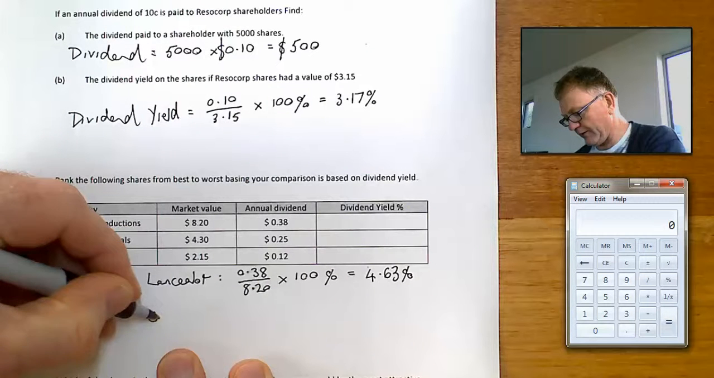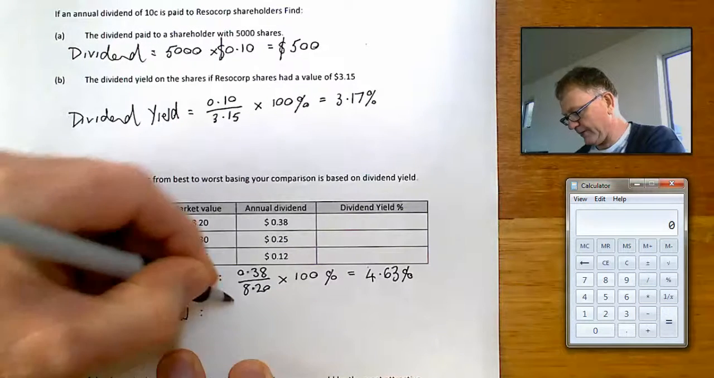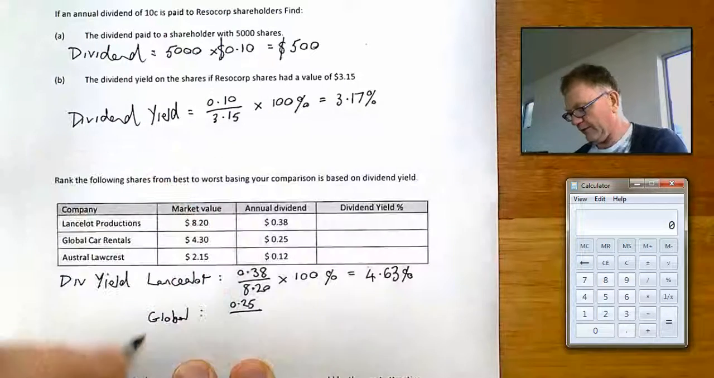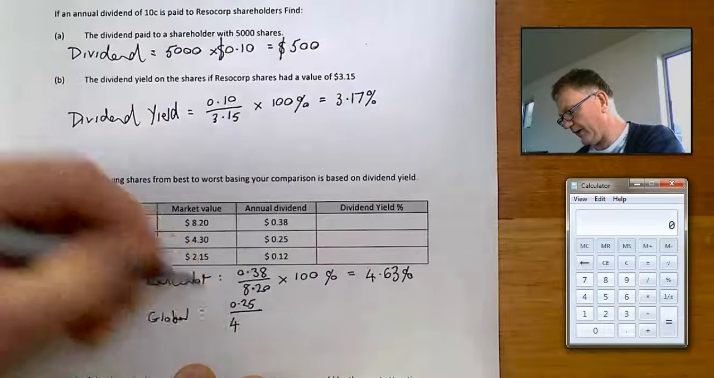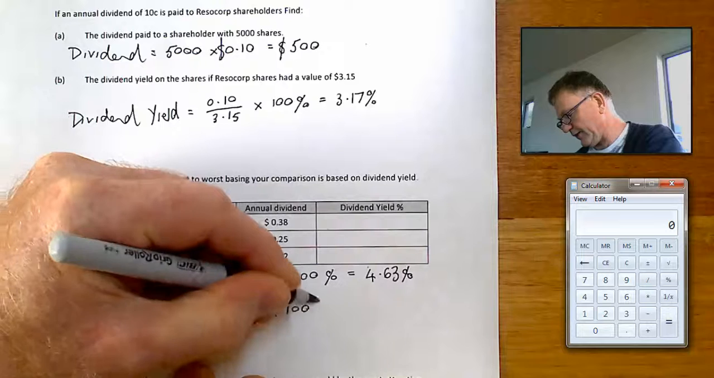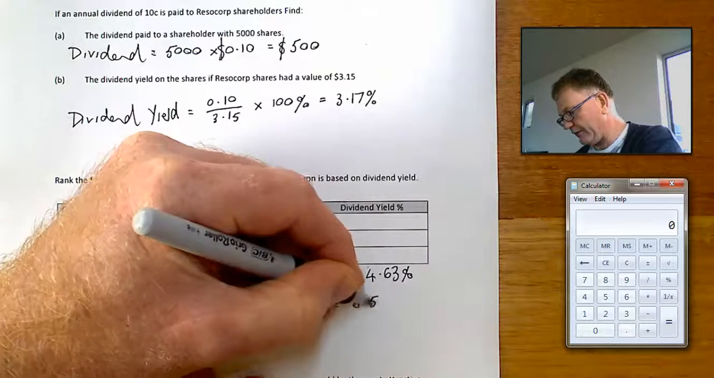For Global Car Rentals, it's going to be 0.25, 25 cents with the annual dividend, divided by the value of the shares, $4.30, times 100%, works out to be 6.51%.